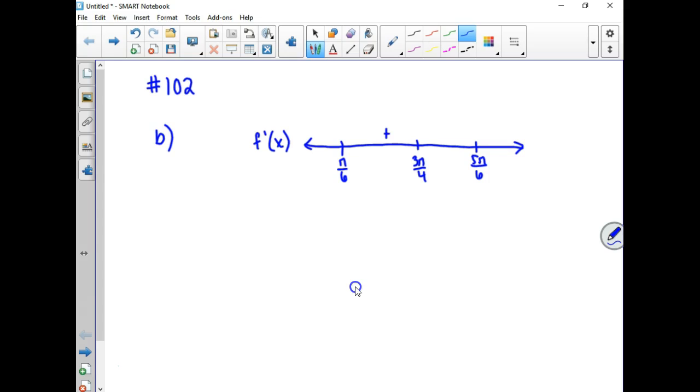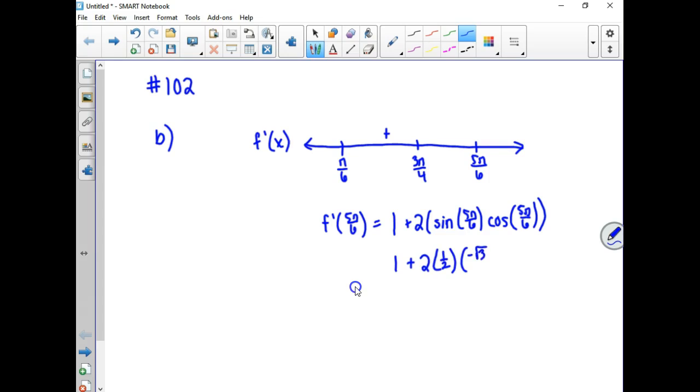So we found that this was positive. Then we plugged in 5 pi over 6. So f prime of 5 pi over 6 was 1 plus 2 times the sine of 5 pi over 6 times the cosine of 5 pi over 6. And we did this in class, and we had 1 plus 2 times 1/2 times negative square root of 3 over 2, which we said gives us 1 minus the square root of 3 over 2. And this is still positive. So on my original, that sign was wrong. That should be a positive there.